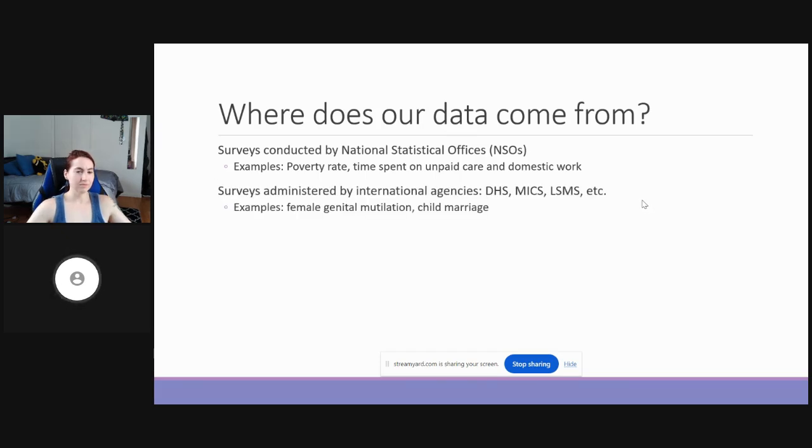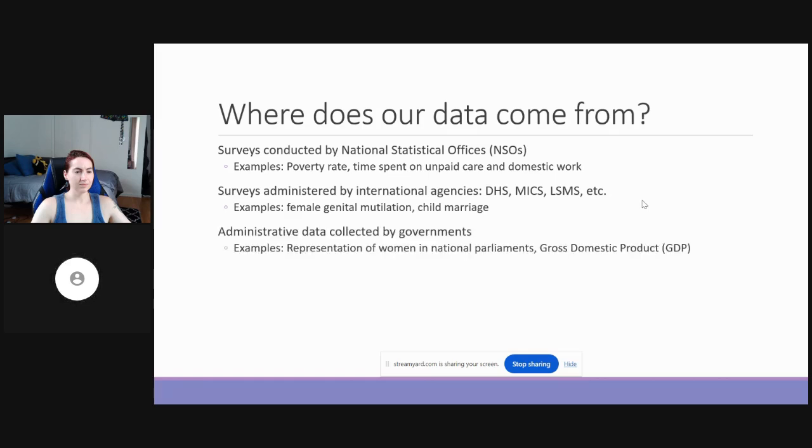Then there are some indicators that actually come directly from international agencies. We do conduct our own surveys. The World Bank does a survey called the LSMS, which is the Living Standards Measurement Study. UNICEF does a lot of its own surveys like DHS and MICS. That's USAID. DHS is USAID, MICS is UNICEF, and so on and so forth. And these surveys also contribute in large amounts to the data that we produce for the SDGs.